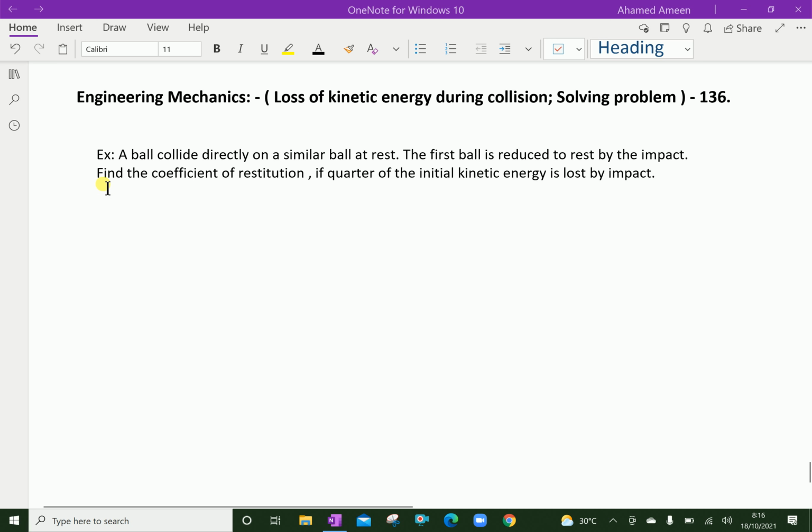In engineering mechanics, regarding loss of kinetic energy during collision, let us solve a problem. Look at this example. A ball collides directly on a similar ball at rest. The first ball is reduced to rest by the impact. Find the coefficient of restitution if a quarter of the initial kinetic energy is lost by impact. The given things.